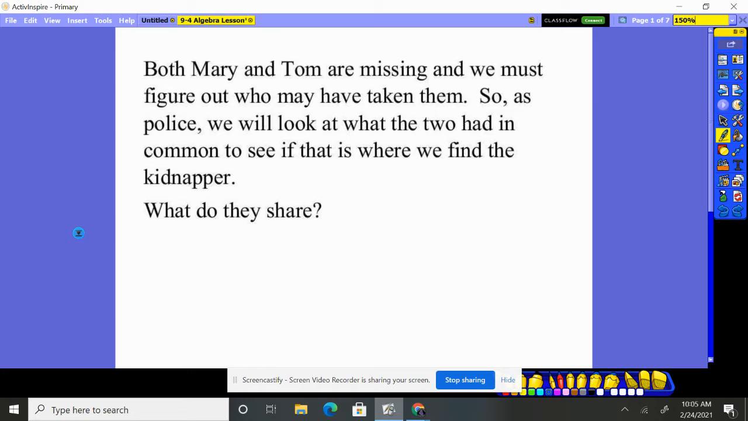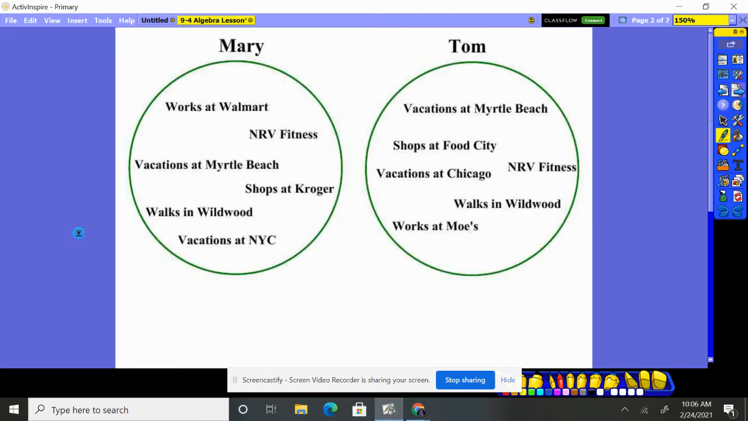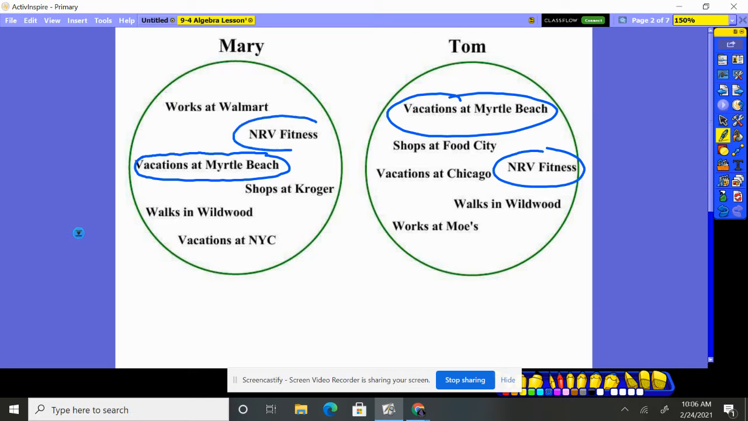So let's look at Mary and Tom and see maybe some connection. Well, here's everything about Mary. Here's everything about Tom. I see they both vacation at Myrtle Beach. So maybe there's some connection there. Mary's working at Walmart where Tom's over at Moe's working. Anywhere else? Do they shop? No, one shops at Kroger, the other there. Oh, wait, they both work out at River Valley Fitness.